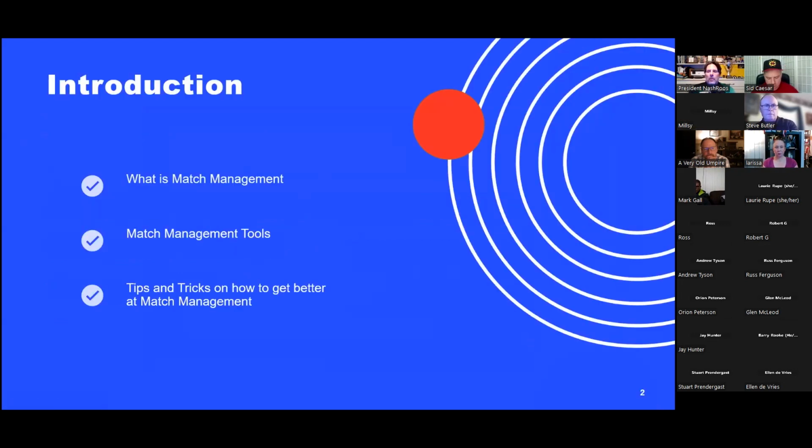So what we want to focus on are three things. One, what is match management? Two, what are the match management tools that you have available to you? And then three, what are the tips and tricks on how to get better at match management? So that's what we're going to go through today.